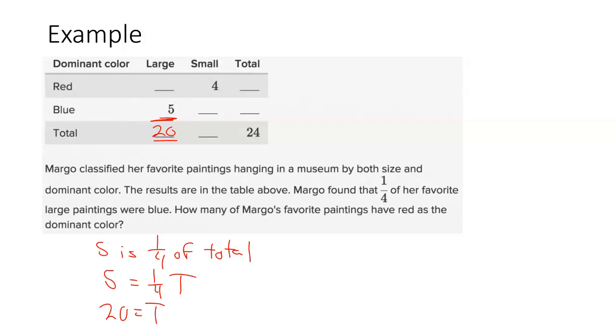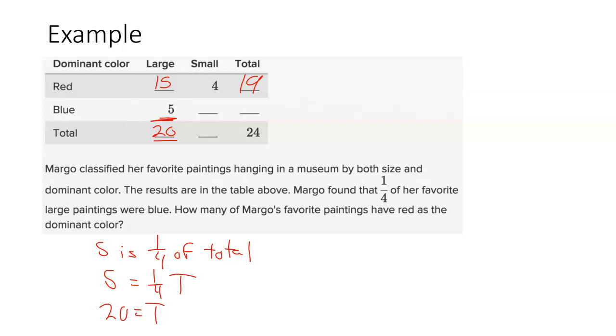That is Margot's favorites. Okay, now remember, this column has to add up to 20. So if she's got 20 large paintings total that are her favorite, 5 of them are blue, how many are red? 15. And then this row has to add up to the total. So of her red paintings, if 15 of them are large and 4 of them are small, how many does she have total? 19.